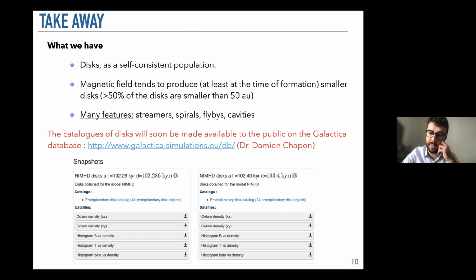And you will soon be able to play a bit with the disks because we are going to make them available to the Galactica database that is developed by Damien Chapon here. You will be able to access first catalogs of disks and also many plots around many objects. And sometimes you will also be able to perform post-processing using radiative transfer tools that will allow synthetic observations of these disks. So stay tuned for that. It will come in the near future, I hope.